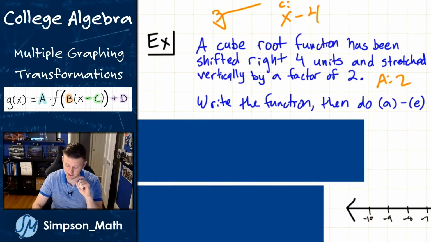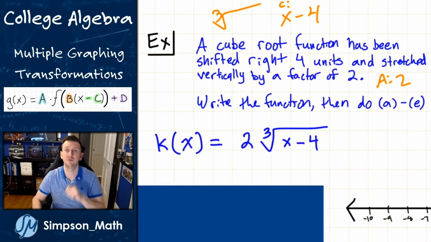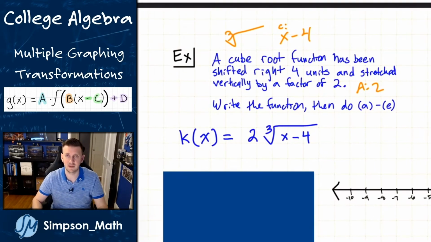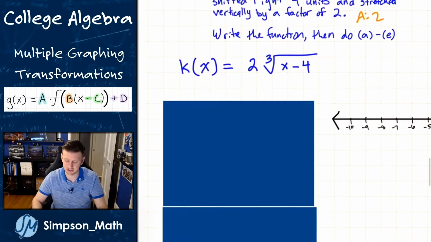So I can put that all together. So that's going to be 2 times the cube root of x plus 4. So let's see if that's what we get. Yep. So 2 times the cube root of x minus 4. Or I think I said plus 4 a second ago. Minus 4. So k of x is that function, 2 times the cube root of x minus 4.